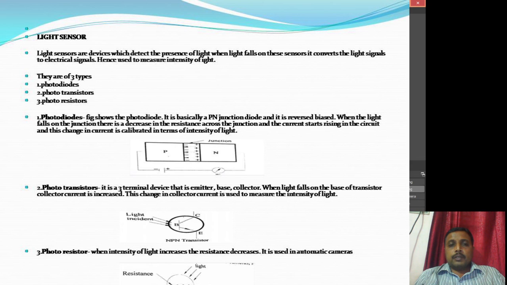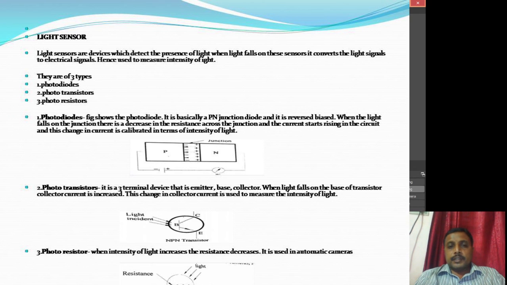Coming to the second topic, phototransistors. These are three terminal devices, that is emitter, base and collector. You can see E, B and C. E is called the emitter, B is called the base and C is called the collector. You can see the light which is incident on the base, that is arrows being pointed towards B. When the light falls on the base of the transistor, the collector current IC is increased. This change in the collector current is used to measure the intensity of the light.